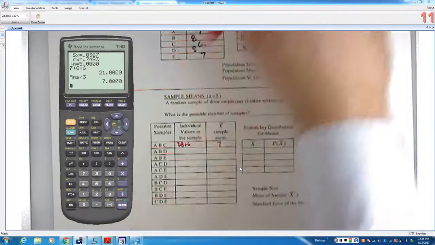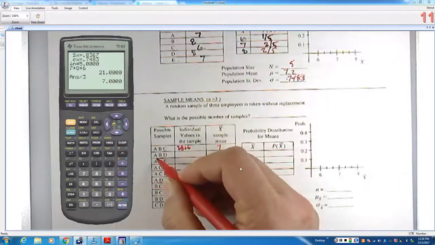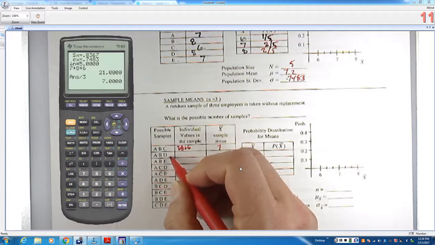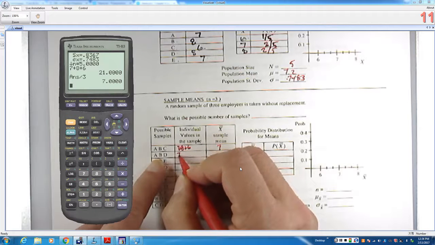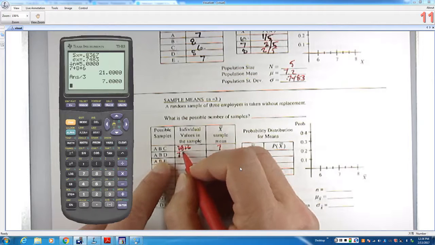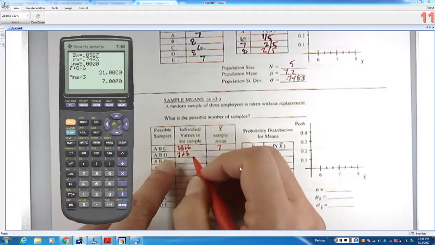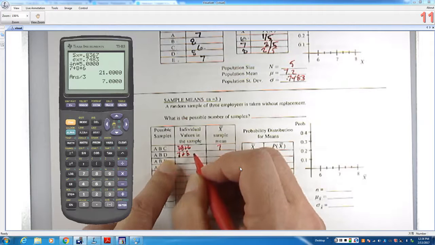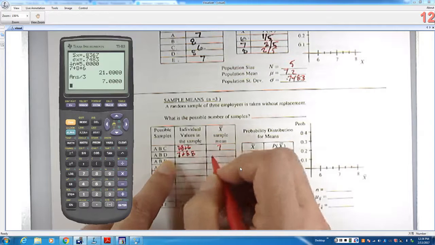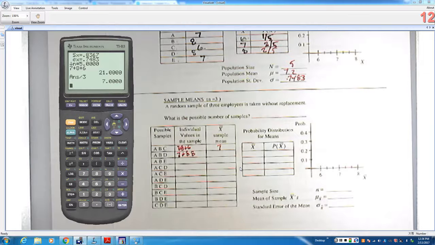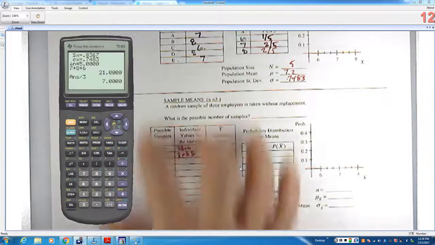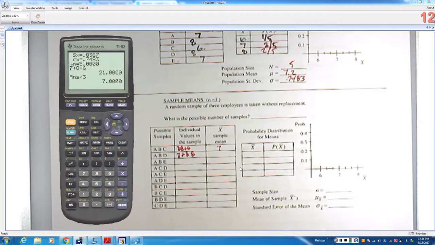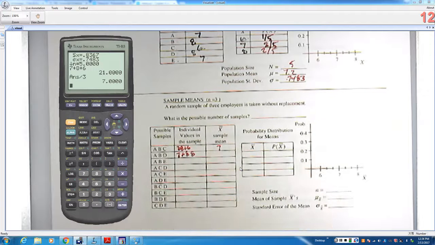Okay, so what about the next one? The next one's Alice, Ben, and Daniel: 7 plus 8 plus 8. So Alice is 7, Ben is 8, and Daniel was 8. Add them together and divide by 3 and see what you get. You're going to do that for all of those and find their sample means. So go ahead and do that.